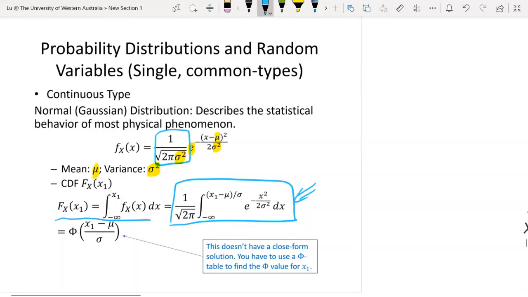But for the normal distribution, it is better to understand when we should use it. This is used to describe the statistical behavior of most physical phenomena, like heat transfer or the motion of small particles. So all this stuff can be described by such a distribution.